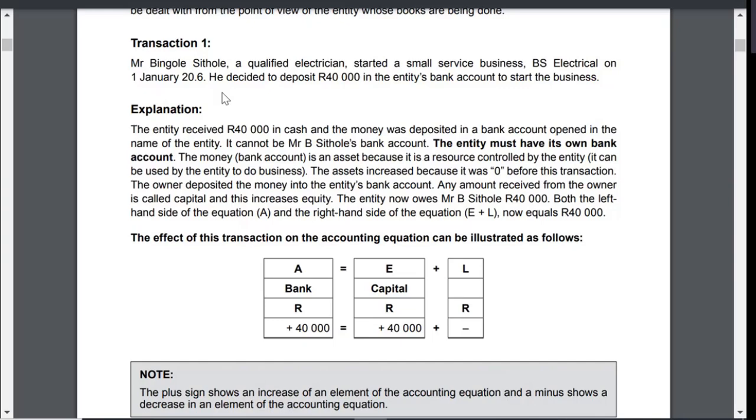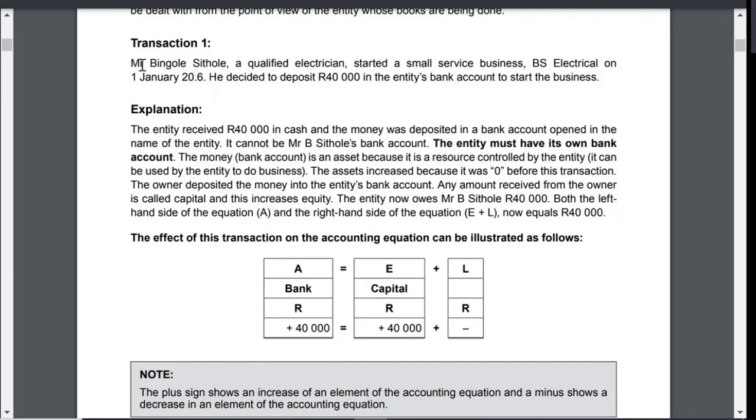If I'm going to make another example, if I start my business on the 1st of March 2022, what is my financial year end? The 28th of February the next year? Yes. Yes. I get it. Okay.